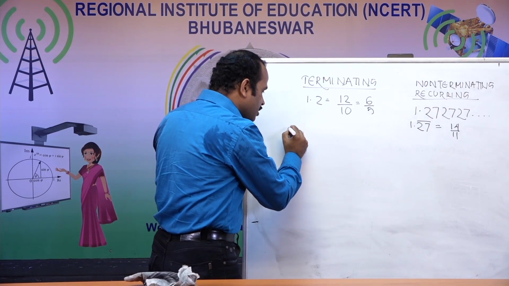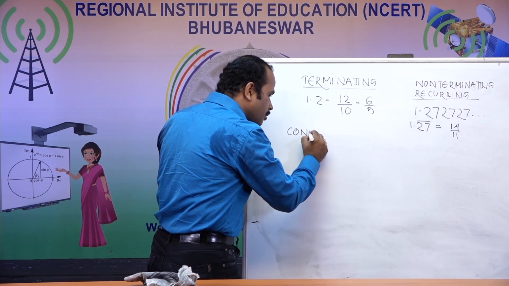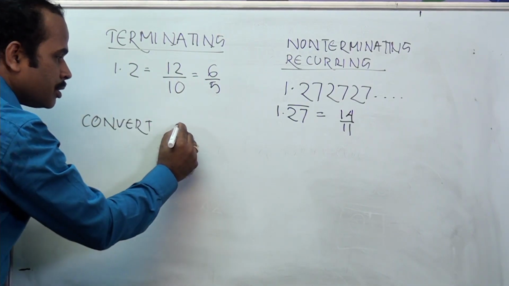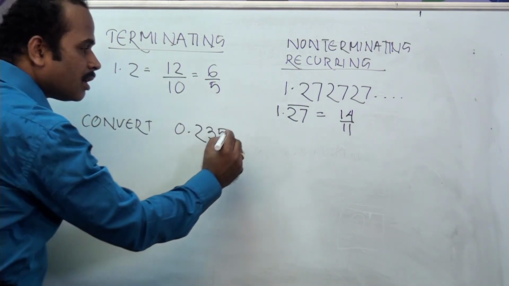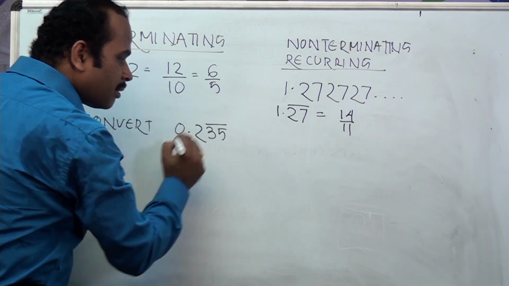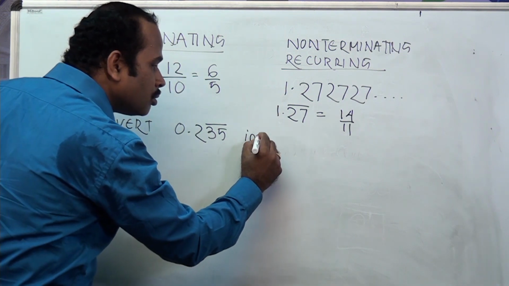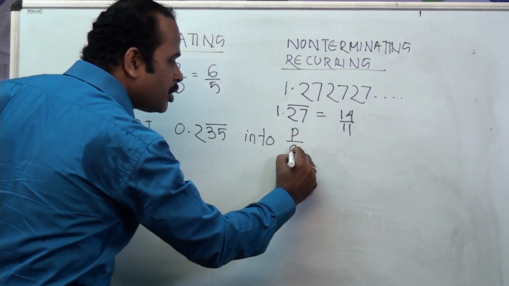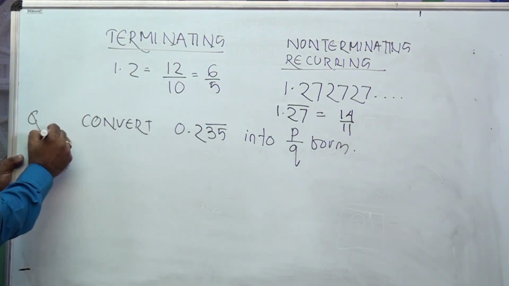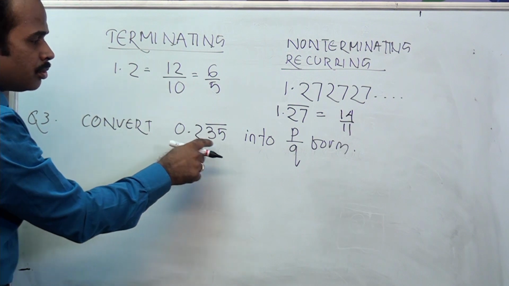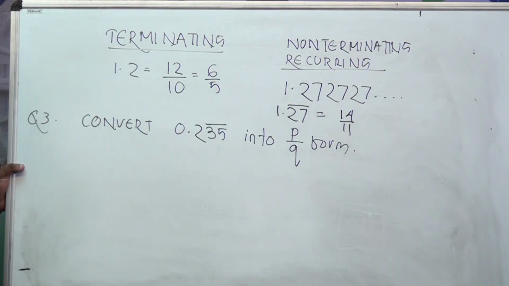Suppose I will take another number. Convert 0.235 bar, where the bar is on 35, that means 35 is repeating, into P by Q form or rational form. So convert this 0.235, where 35 is in repeating form, into P by Q form or into rational form.